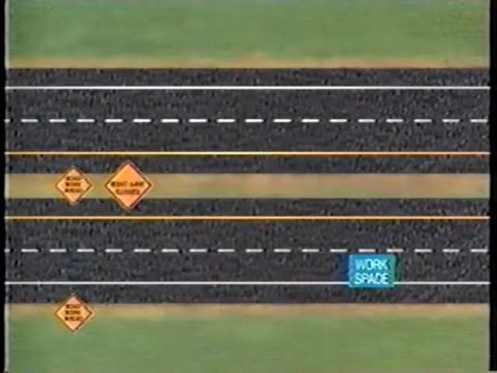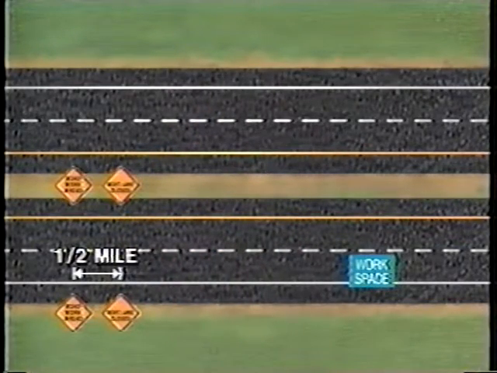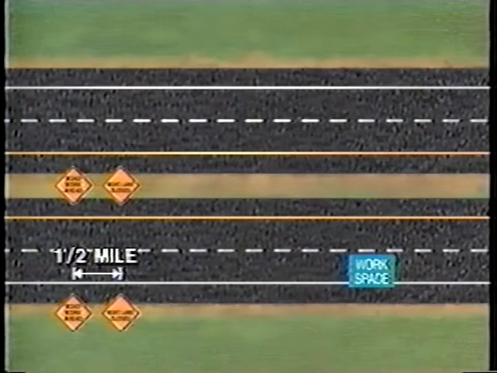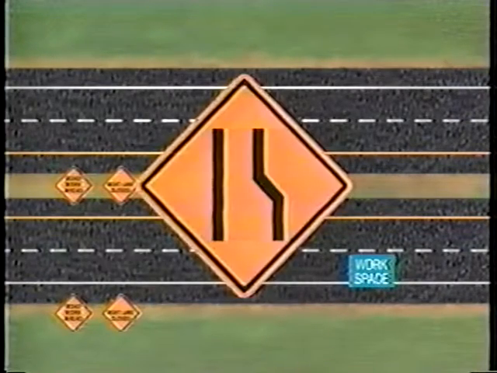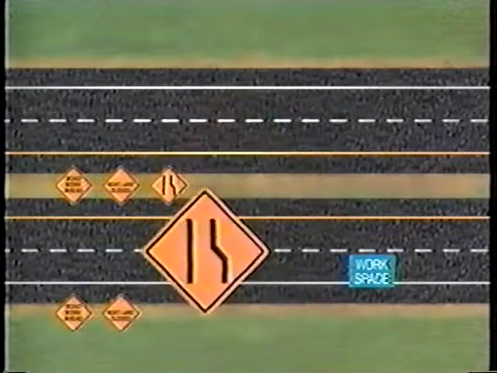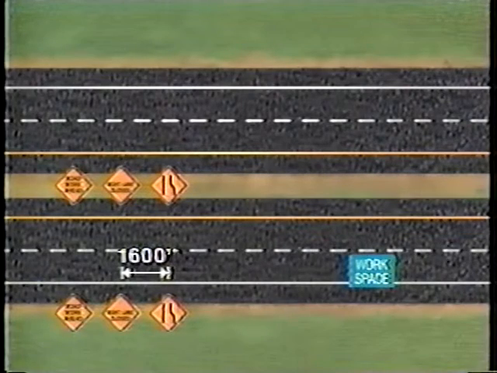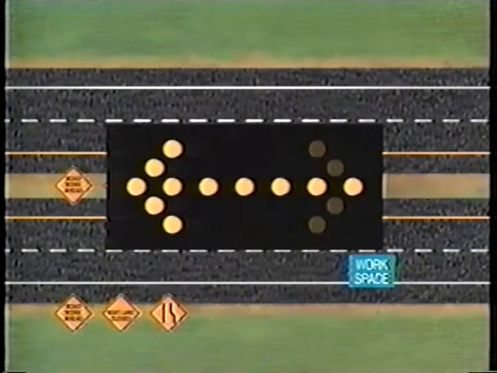Next, two right lane closed signs are placed 1/2 mile from the first signs, again, one on each side of the roadway. Third, a pair of lane reduction transition signs. These signs are placed 1,600 feet from the right lane closed sign. Next, 1,000 feet from the lane transition sign, install the second element of traffic control, the lane closure taper.